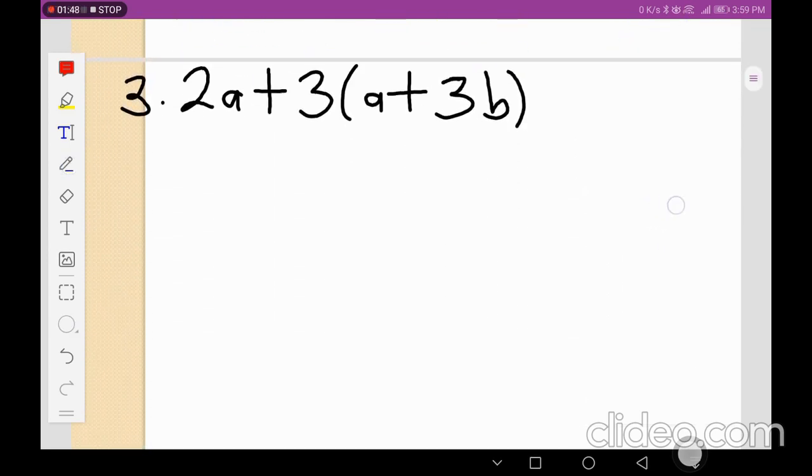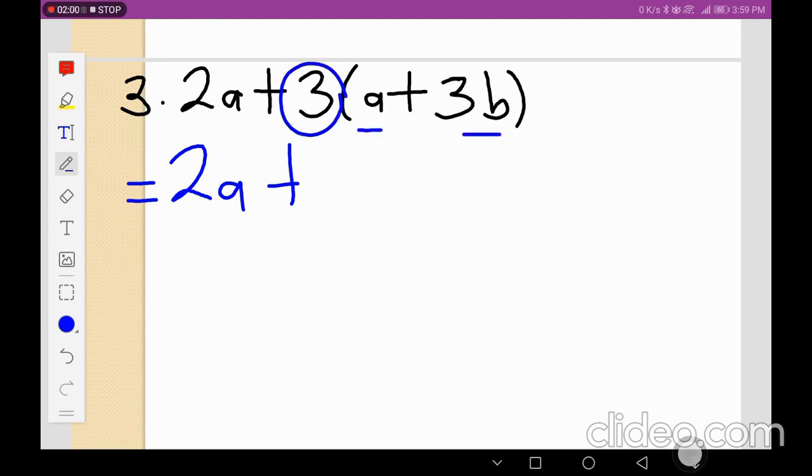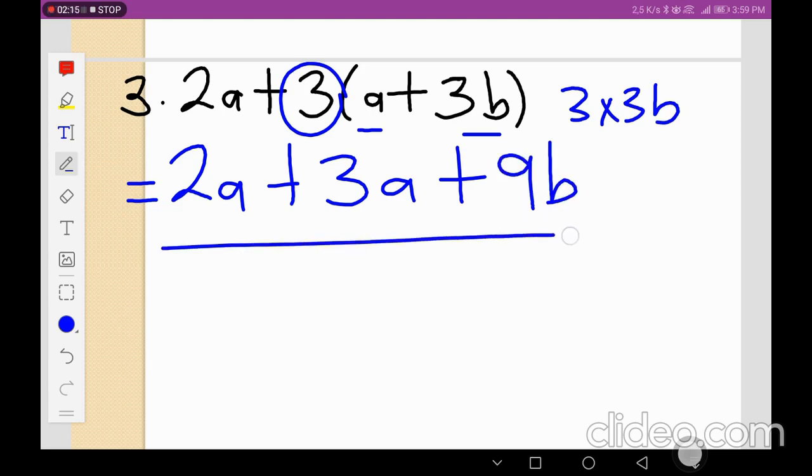Let's do another question. Here I've got 2a, so this 2 is not multiplying anything, so I'll write it as it is. I'll have 2a plus this 3 now is multiplying these items in the bracket. So I'll multiply with each and every, and I'll get 3 times a, I get 3a, plus 3 times 3b is 9b. Okay, so this is what we get at the end of the day. Let's go on to the next question.